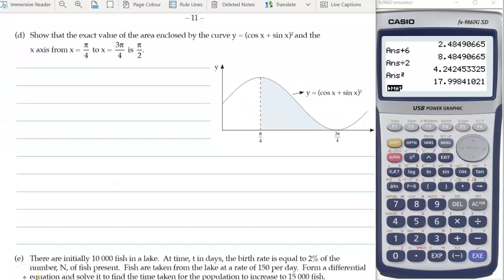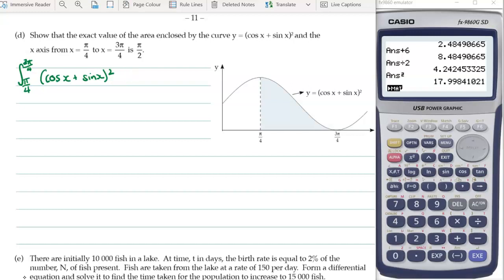Part D, we need to integrate between two limits to find the area under the curve. We have our curve is cos x plus sine x, all squared. But as that is, we can't actually integrate that function like that. We don't have the skills at this level, so we need to use some trig identities to work this out.